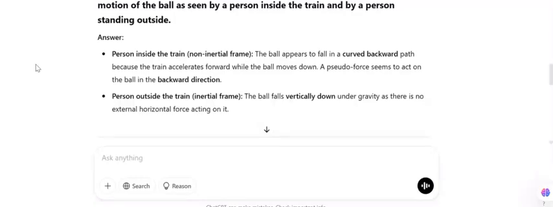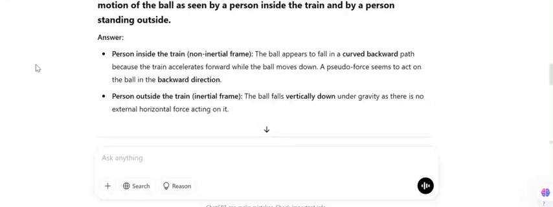Listen, there will be two references, Akshita: inside the train and outside the train. Inside the train, it will be non-inertial, right? Accelerated, isn't it? Yes, ma'am. Whereas outside the train, it will be inertial. Correct? So let's talk about the ball inside the train.